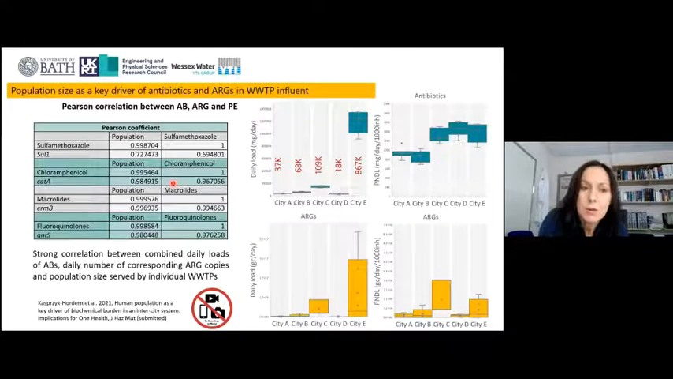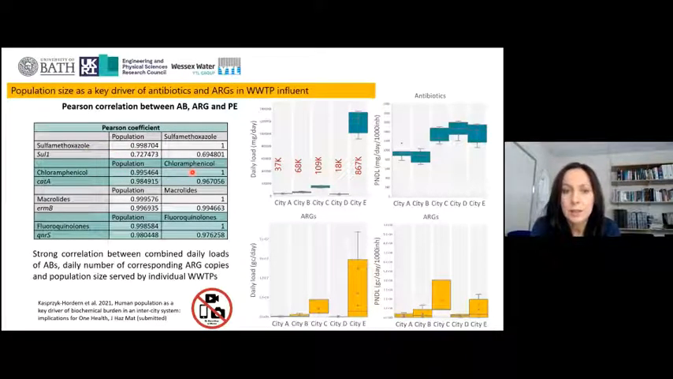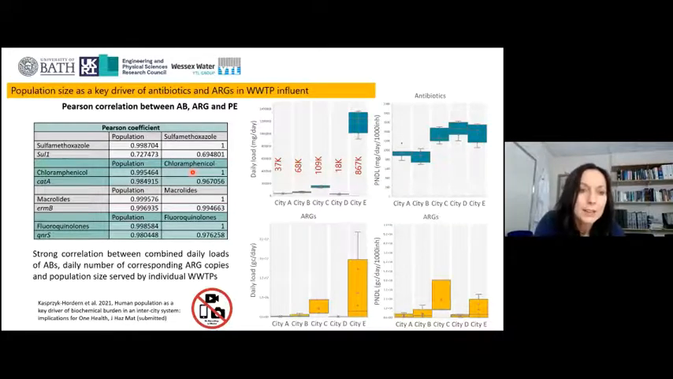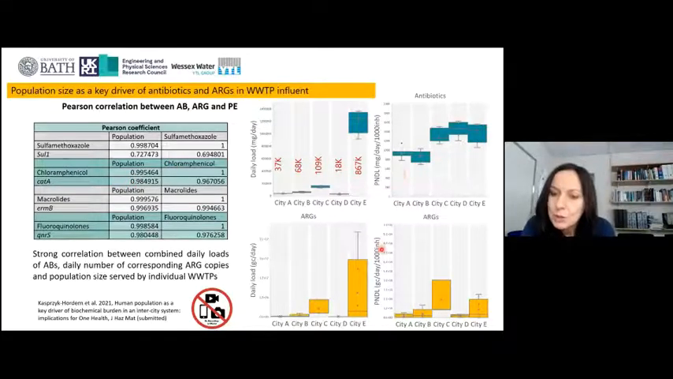And when we start correlating antibiotics with population, and here we have the Pearson coefficient, we get very high numbers. So this shows very clearly that the correlation is there. There's a linear relationship between population and the usage of pharmaceuticals, and also resulting resistance genes. And I will show you another slide with lots of numbers indicating just that. But I wanted you to look at this.